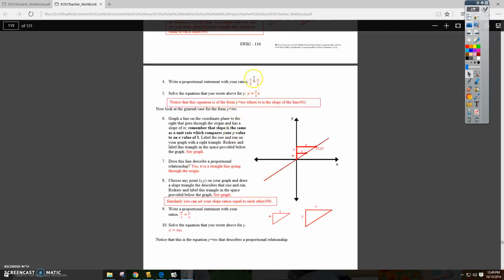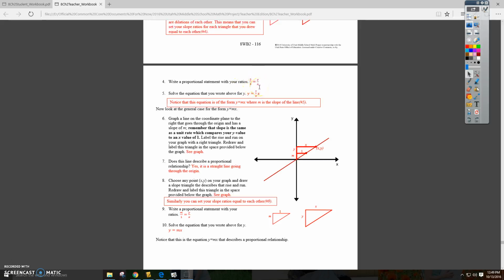4. So number 4 says 2 over 3 is equal to y over x. The rise over the run equals the rise over the run. And so when they're proportional, that's something like saying 6 over 4 is equal to 3 over 2. It's just simplifying, they're equal. That's what a proportion does.